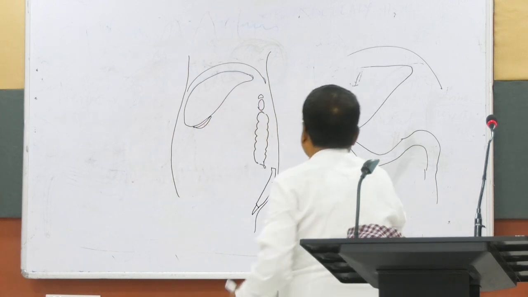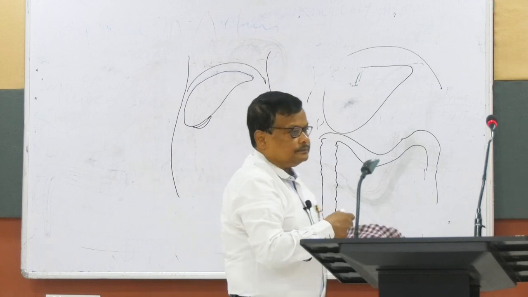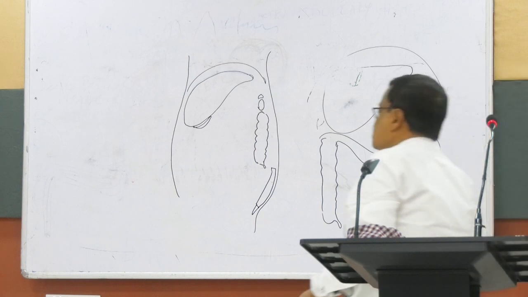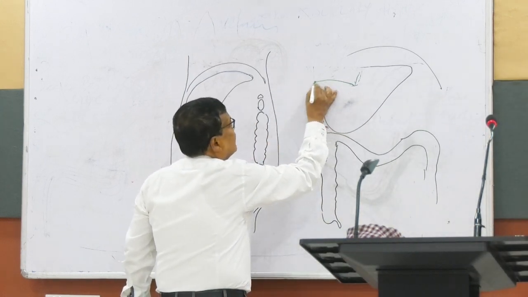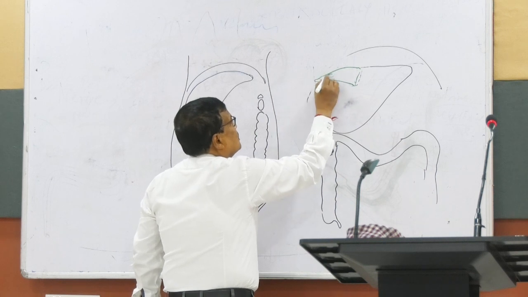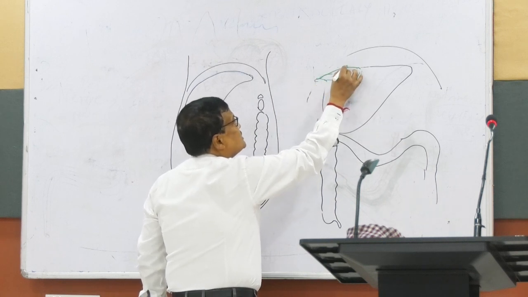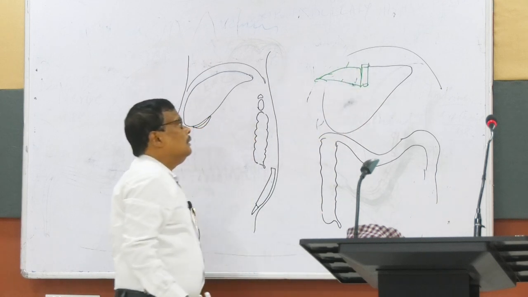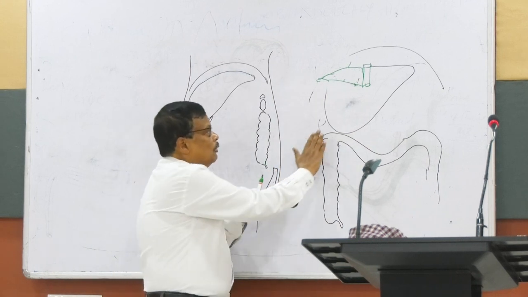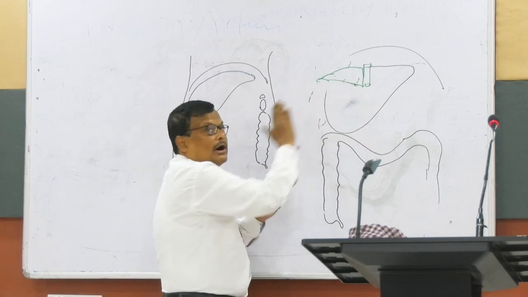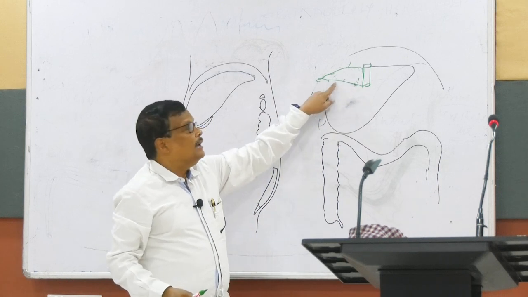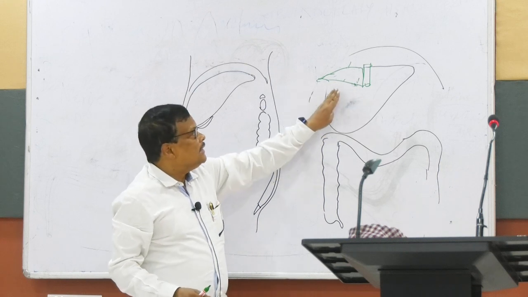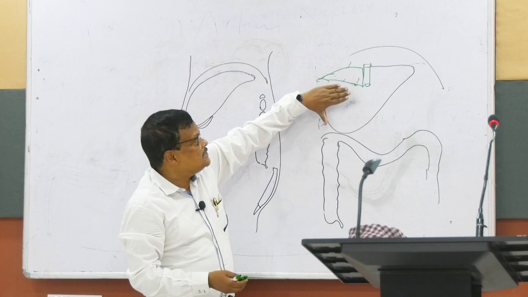Now what happened? Actually it is better seen in the dissection hall. So it is very difficult to understand here. So it is the superior layer, this is the inferior layer, and here is the inferior vena cava, right? And now when you insert the hand, it cannot go above because of the superior layer of the coronary ligament, right?